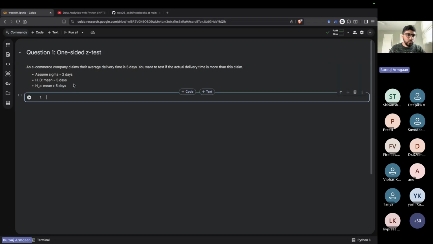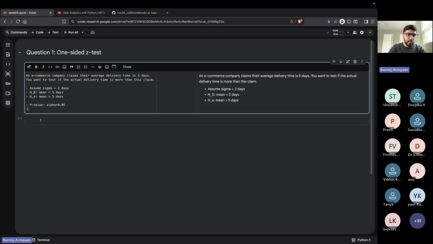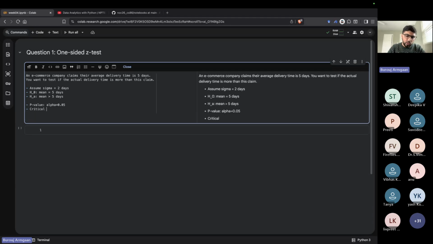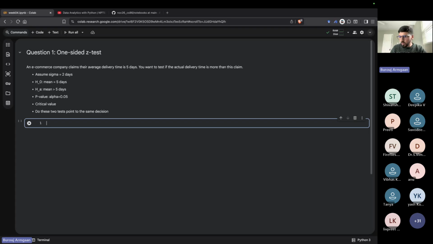You would like to do this in two ways. You would like to calculate the p-value against an alpha of 0.05, and you can also compute a critical value, or you can say a z critical, to decide. Following this, you would like to check whether these two tests return the same results or point to the same decision. So for this, let me give you the path.